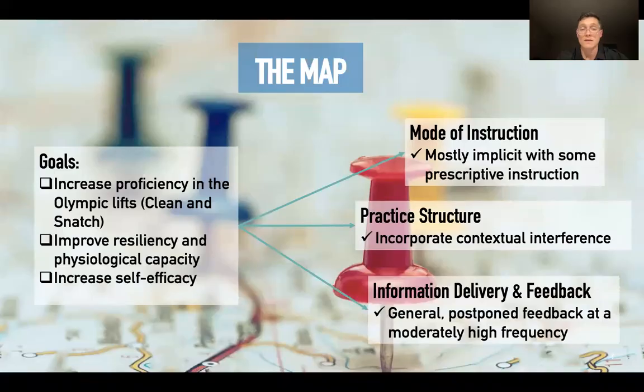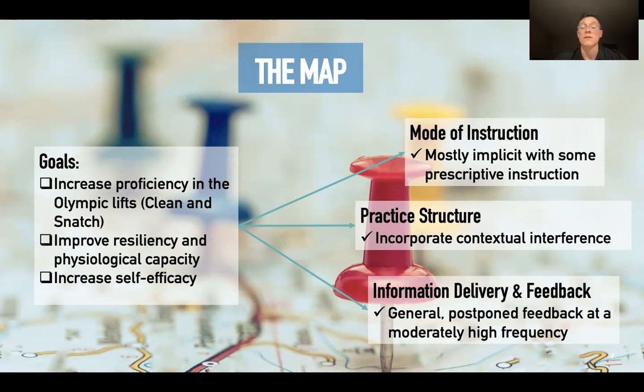So let's talk a little bit more about where we want to be at the end of our intervention with Danny and how we're going to get there. Our goals by the time we're done working with Danny are to increase his proficiency in the Olympic lifts, being the clean and the snatch. We also want to improve his resiliency and physiological capacity, that way he can have a long and prosperous career.